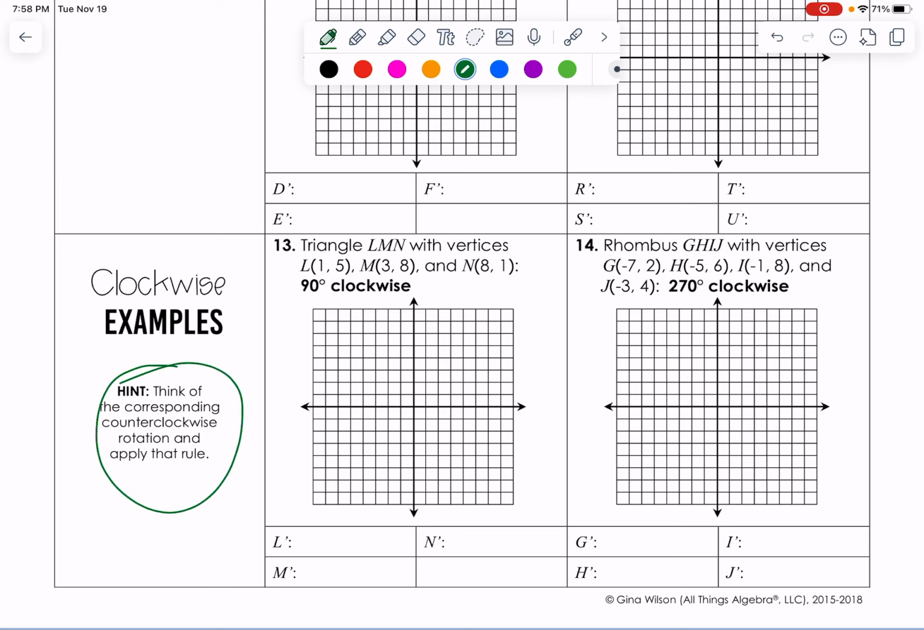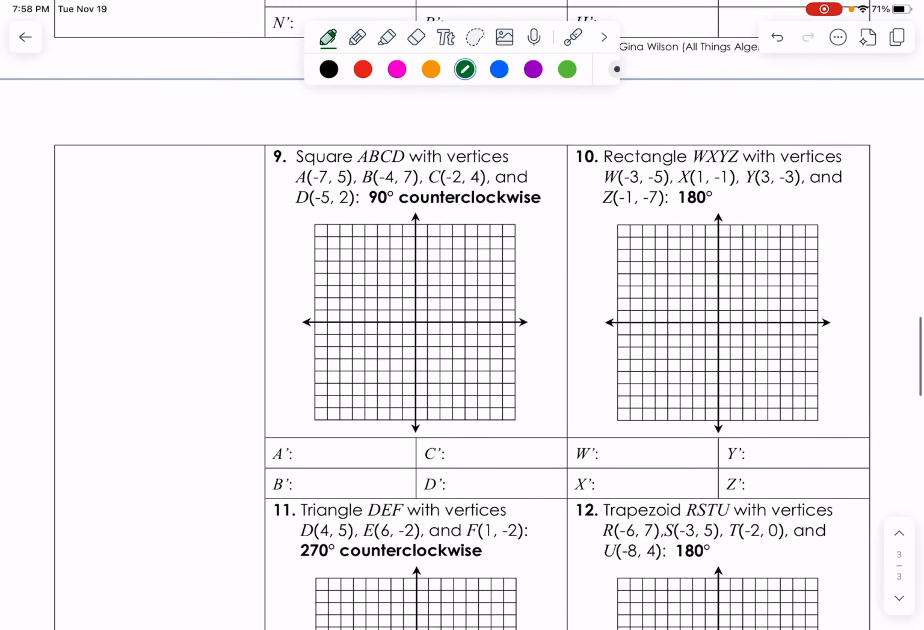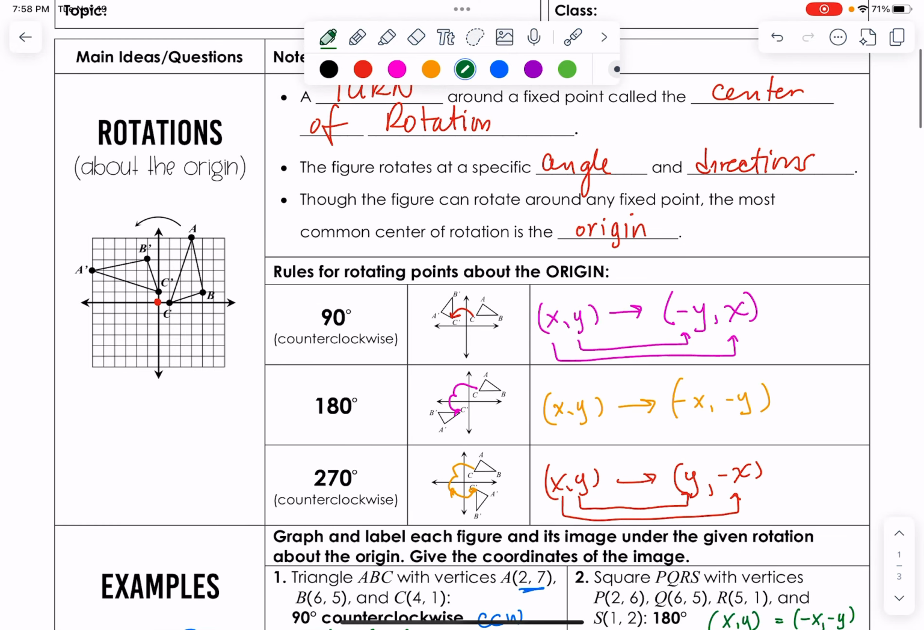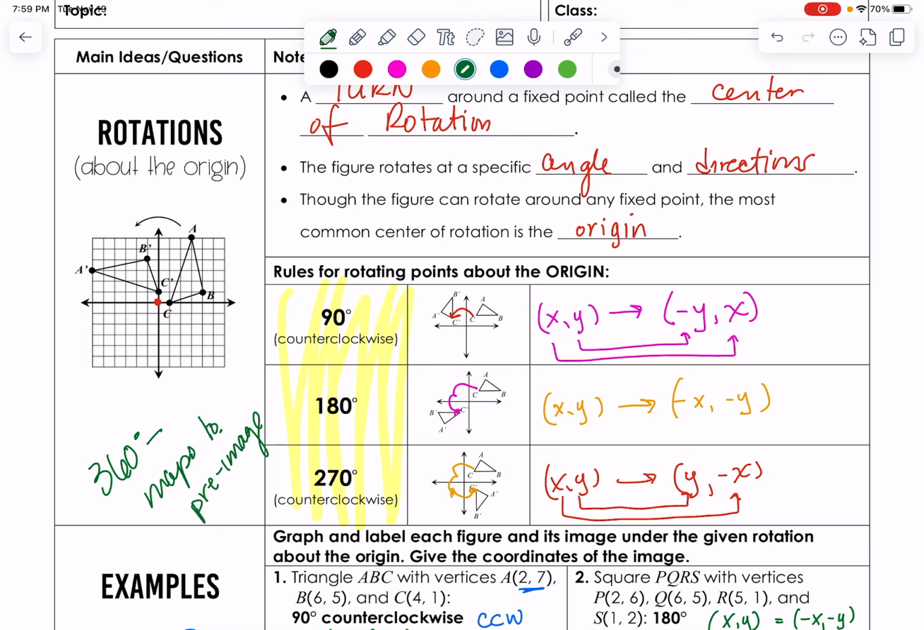And the hint is the same thing. The direction doesn't matter except for where you end up. What matters are these three rules. Now, why isn't 360 there? 360 maps to the pre-image. It just goes all the way around. If I spin all the way around, that's 90. We come down here, that's 180. And then I come over here, that's 270. When I get back up to 360, I'm right back where I started. So 360 maps to our pre-image.